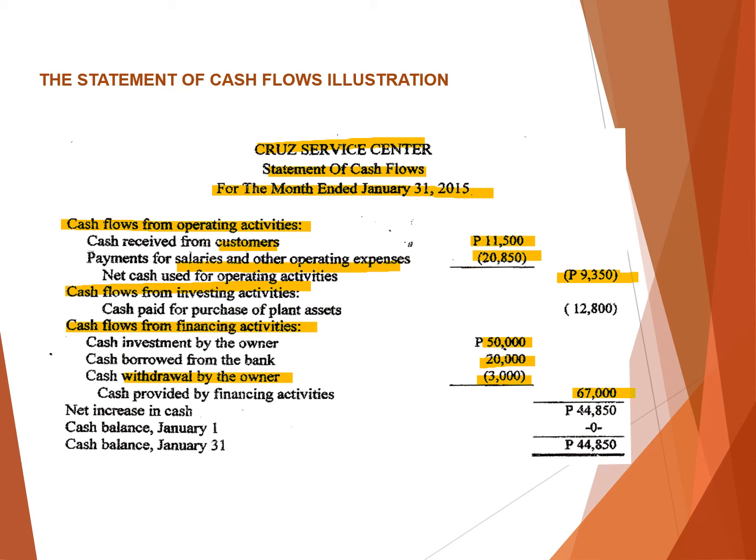So, you have to deduct the 9,350 and the 12,800 from the 67,000 pesos. So, the cash provided, the net increase in cash is 44,850. Now, dahil nagsisimula pa lang ang business, kaya zero pa yung cash balance beginning niya. So, that's why it is just carried down sa baba yan, yung 44,850. So, that is the illustration of a statement of cash flows.